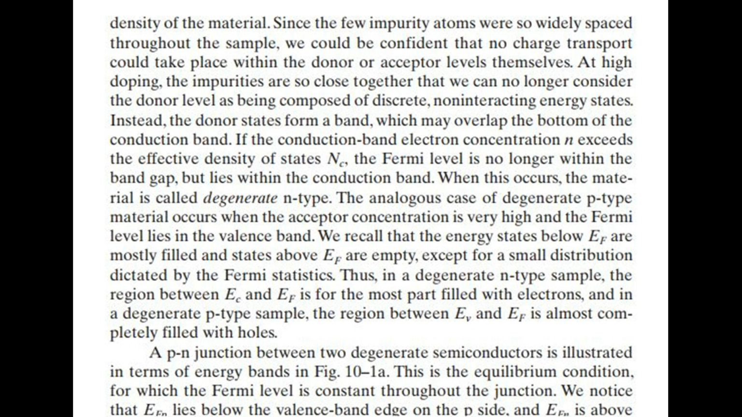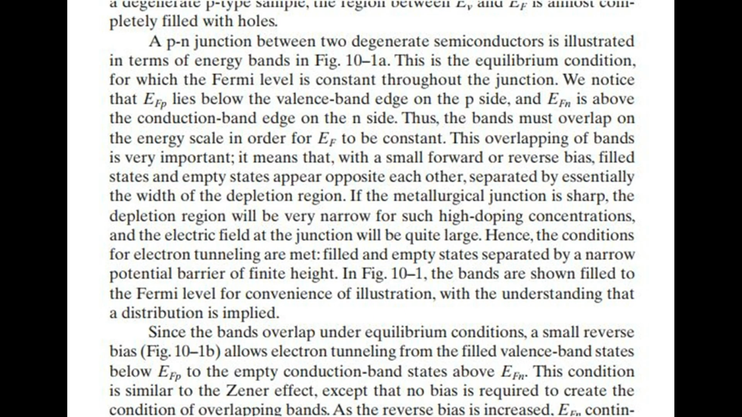Thus, in a degenerate N-type sample, the region between EC and F is for the most part filled with electrons, and in a degenerate P-type sample, the region between EV and F is almost completely filled with holes. A p-n junction between two degenerate semiconductors is illustrated in terms of energy bands in Fig 10.1a. This is the equilibrium condition, for which the Fermi level is constant throughout the junction. We notice that EFP lies below the valence band edge on the P side, and EFN is above the conduction band edge on the N side.